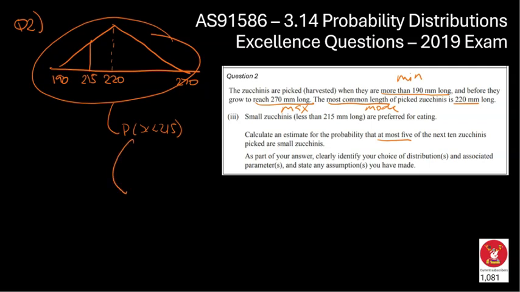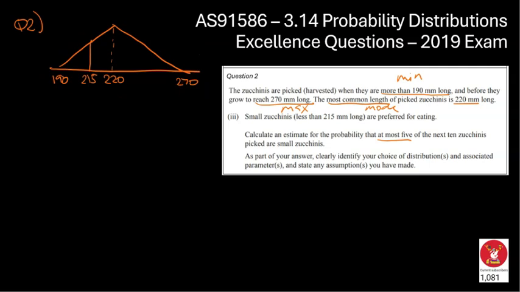Now, once we've got that, we then need to use a binomial distribution model to figure out the probability that at most 5 of the next 10 zucchinis are small. I always call this the inception of probability questions for my class. It's a distribution within a distribution type question. So we're going to use the triangular distribution to find the probability of it being a small zucchini. And then after that, we're going to use a binomial distribution to find the at most 5 of the next 10 part of the question.